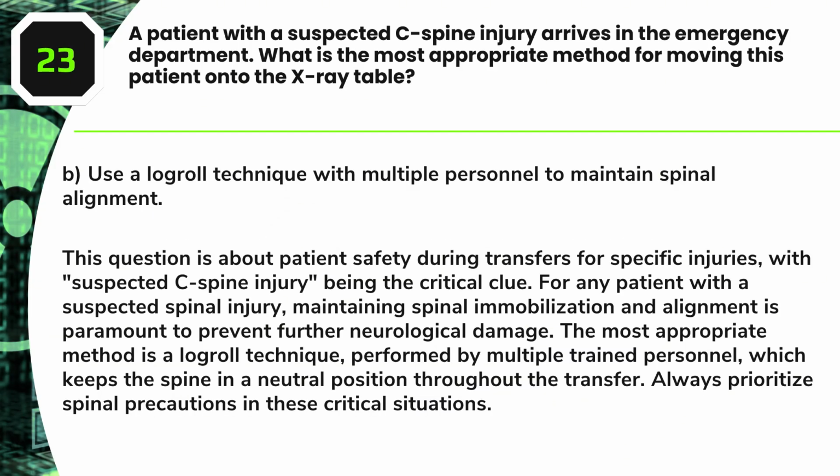Answer B. Use a log roll technique with multiple personnel to maintain spinal alignment. This question is about patient safety during transfers for specific injuries, with "suspected C-spine injury" being the critical clue. For any patient with a suspected spinal injury, maintaining spinal immobilization and alignment is paramount to prevent further neurological damage. The most appropriate method is a log roll technique, performed by multiple trained personnel, which keeps the spine in a neutral position throughout the transfer. Always prioritize spinal precautions in these critical situations.